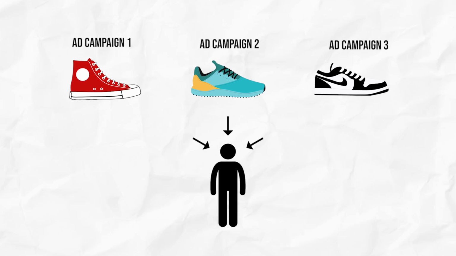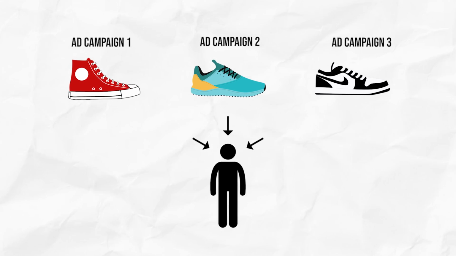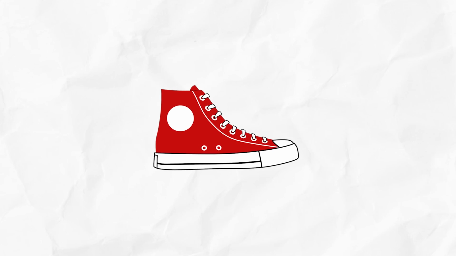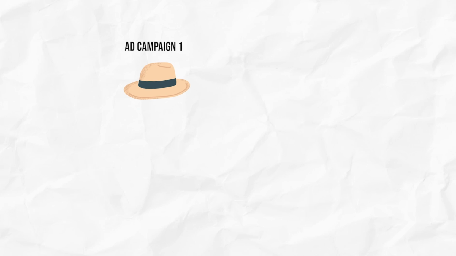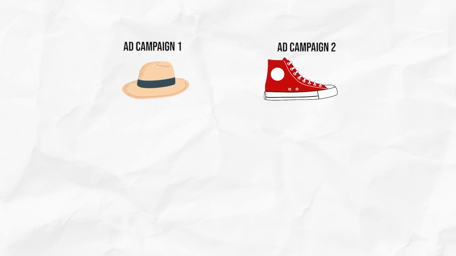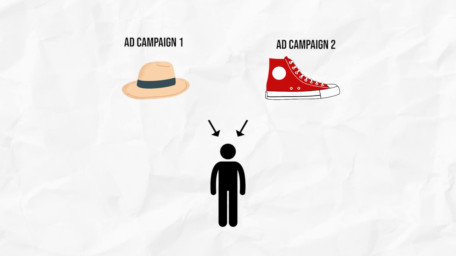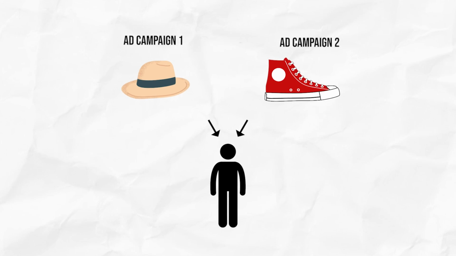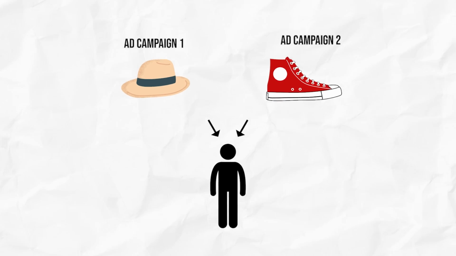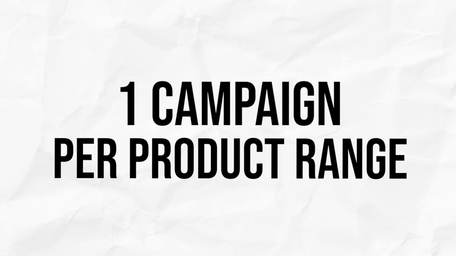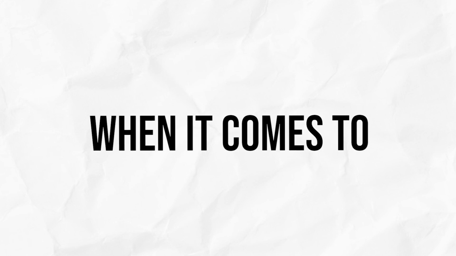You're probably going to be advertising to the same people with a very, very similar offer, ad fatigue issues, all that sort of stuff. But if we're a company that sells shoes and we also sell hats, okay, well, the hats could be sold in a different campaign because it's fine if we're selling those to the same people. They look very different, not going to run into the same overlap issues, not going to run into the same ad fatigue issues. So one campaign per product range when it comes to direct to offer.